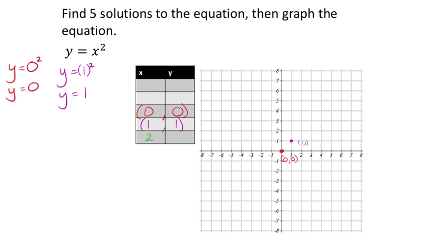So let's try another value like 2. Let's test this out. Again, the equation is y equals x squared, but we're going to replace the x with 2 squared. So 2 times 2 is 4. And now I have a new ordered pair, (2, 4), that I can put on the graph. 1, 2, 3, 4, boom. And right there you can see that this is not a linear graph.